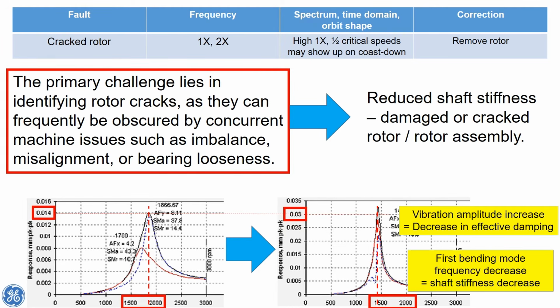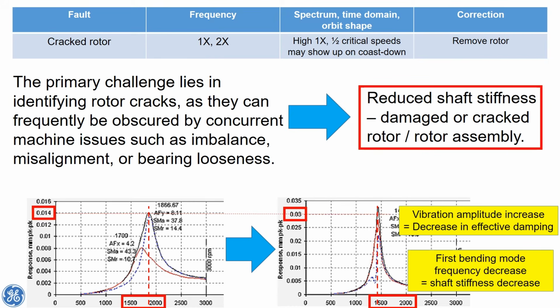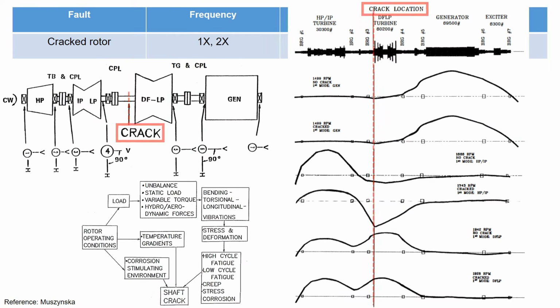As you could imagine, identifying the shaft crack is challenging, because it can be obscured by concurrent machine issues such as imbalance, misalignment, or bearing looseness. But if there is an indication of shaft stiffness reduction, you could look into the possibility of a shaft crack. Many research papers delve into the topic of cracked shafts and their impact on machine vibration. For a more in-depth exploration, you can find the reference at the bottom.